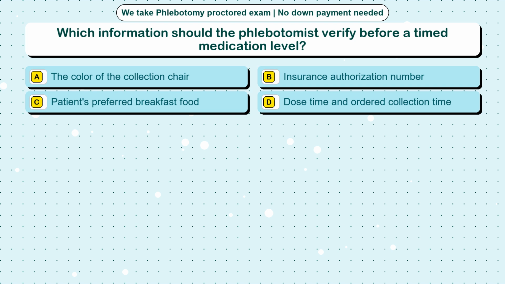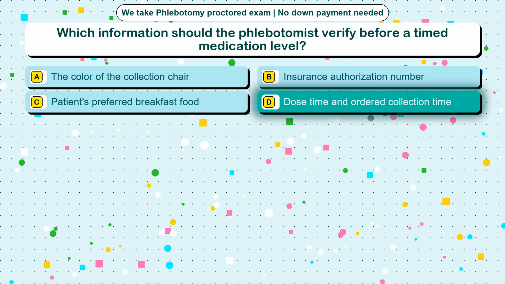Question 24. Which information should the phlebotomist verify before a timed medication level? Option A, the color of the collection chair. Option B, insurance authorization number. Option C, patient's preferred breakfast food. Option D, dose time and ordered collection time. The correct answer is option D, dose time and ordered collection time.